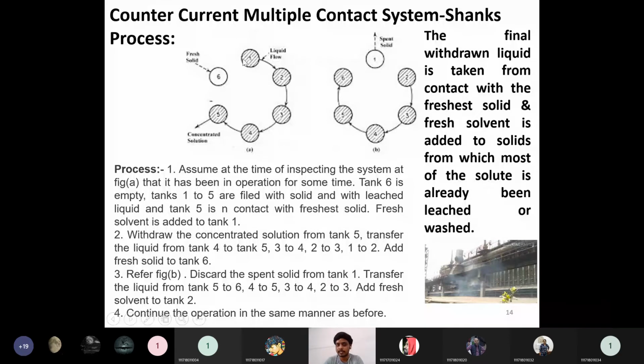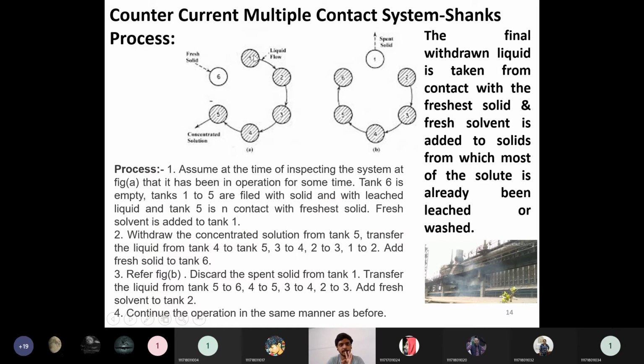So age, if you take, this is a 1 year baby, this is a 2 year baby, this is a 3 year baby, this is a 4 year baby, and this is a 5 year baby. What happens? This 1 year baby is somewhat younger compared to the very old one. So at the initial point of time, you have solid plus solvent.